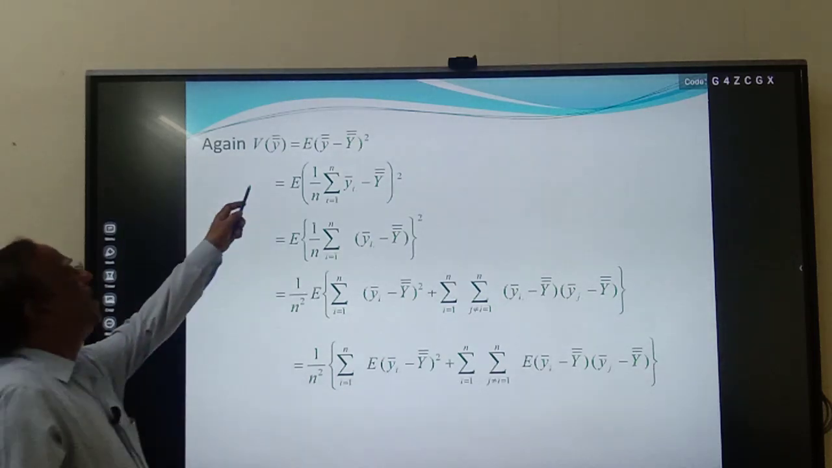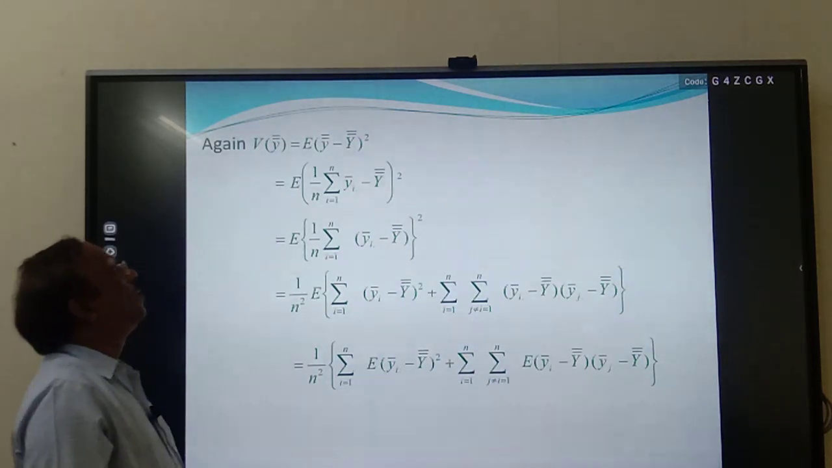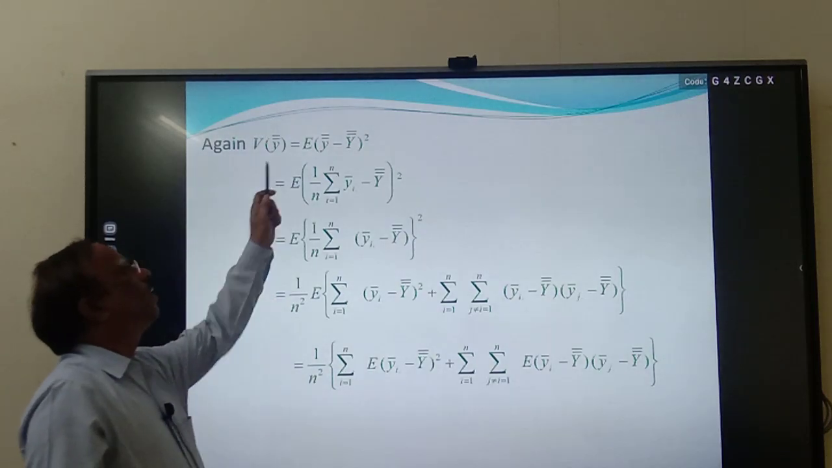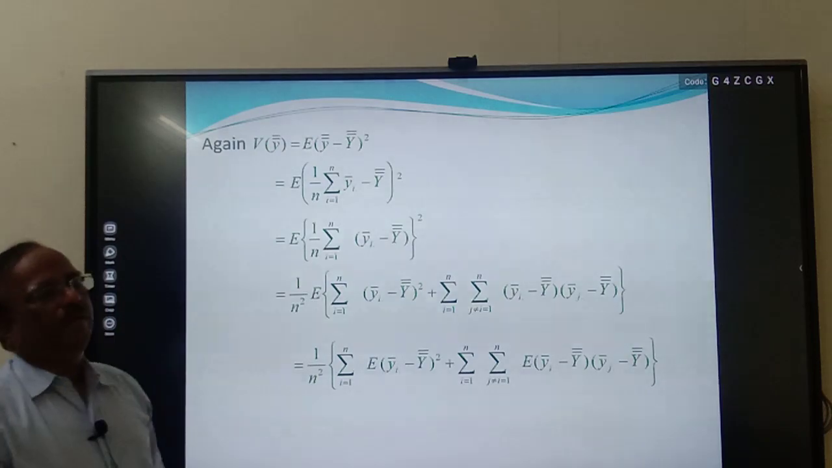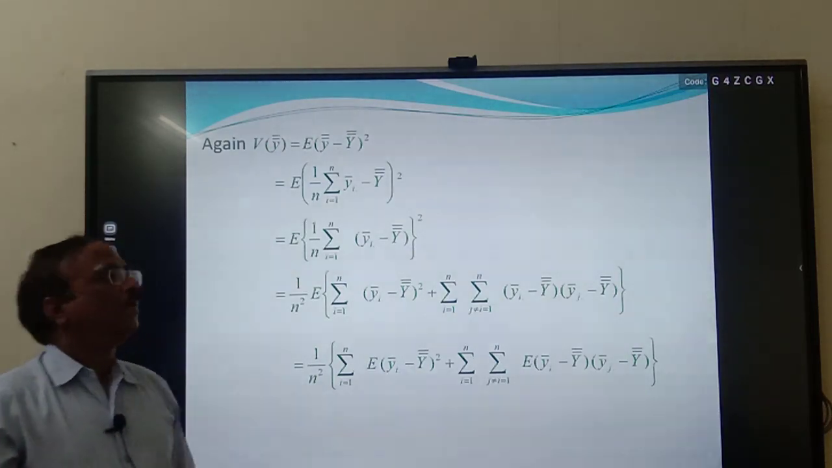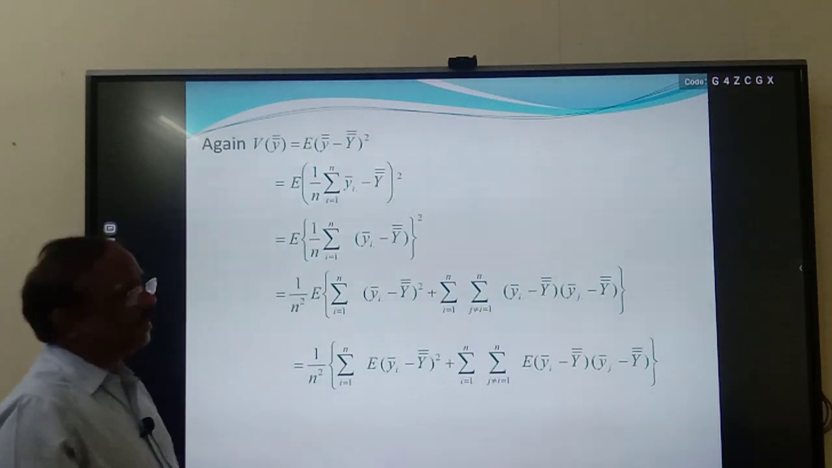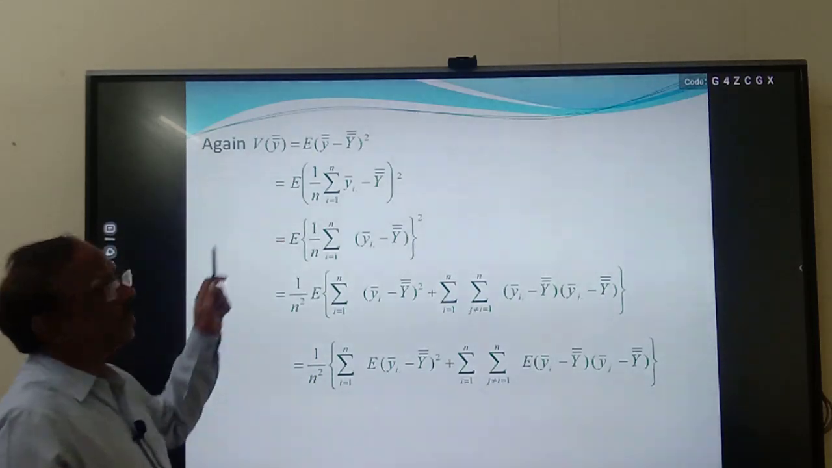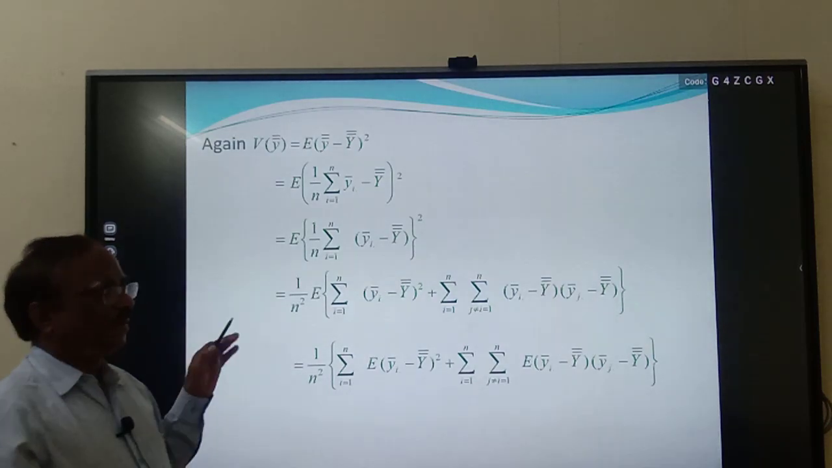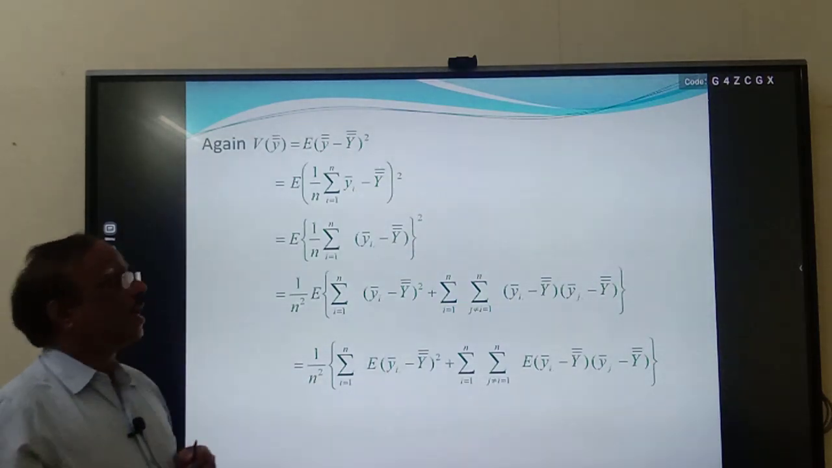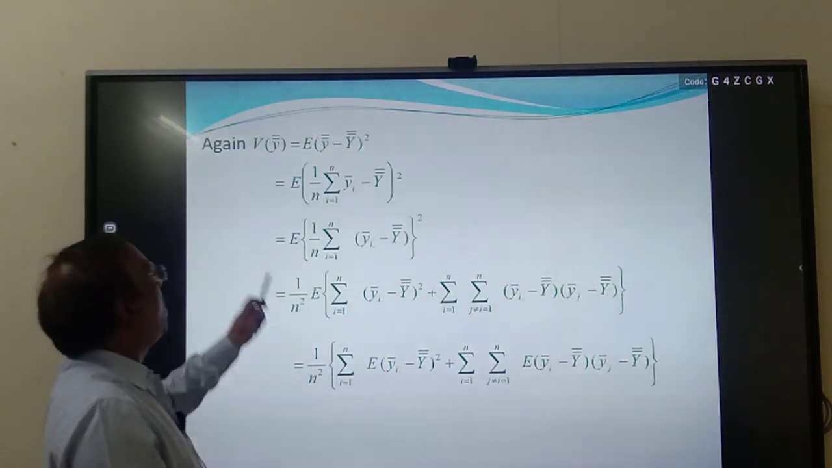we have, by definition, the expected value of y double bar minus capital Y double bar, the whole square, where capital Y double bar is the expected value of small y double bar. We have already discussed that capital Y double bar and this capital Y bar are both the same in the case of equal size clusters. So we are taking this value.